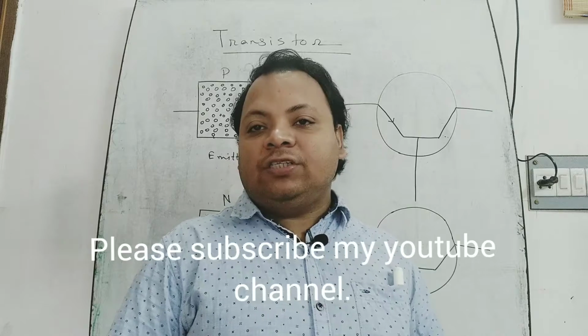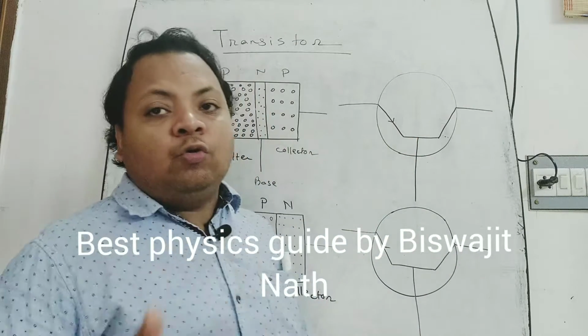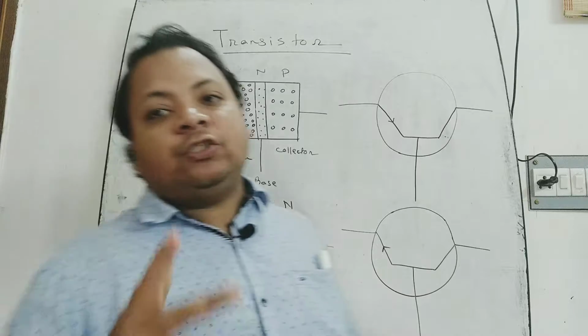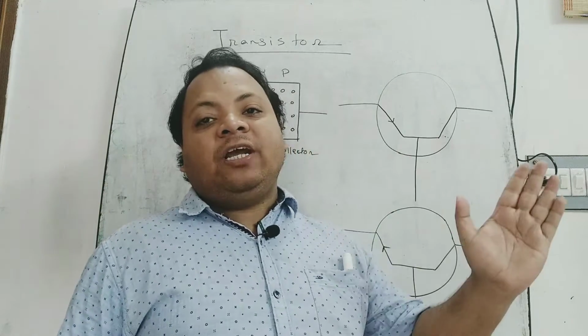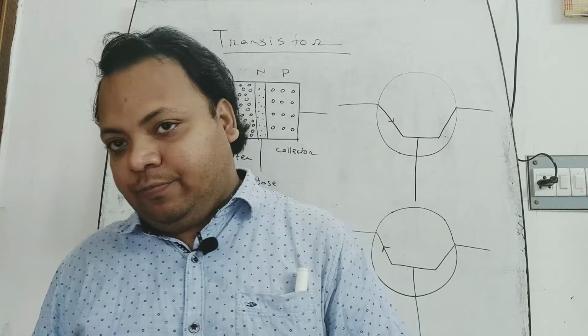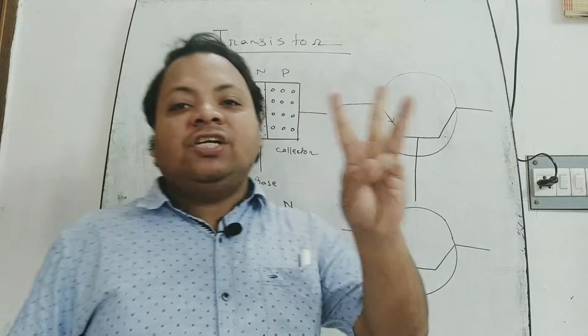Today I am going to discuss about transistor. You know that a diode has two terminals. One is P type and another is N type. But a transistor has three terminals.